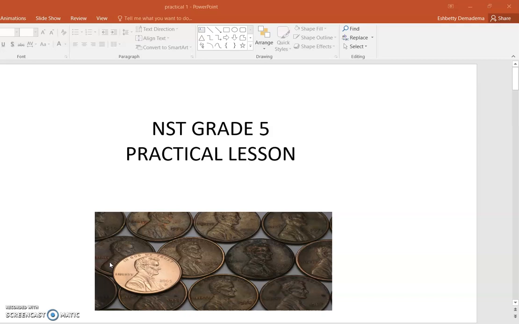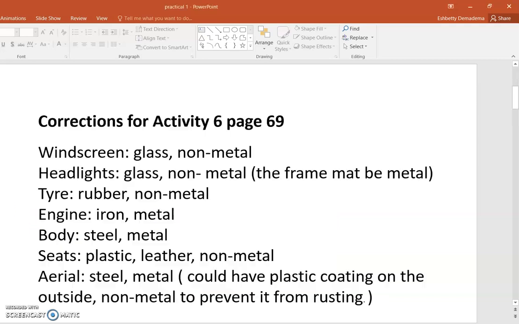Today we're going to have a practical lesson, and I know you enjoy practical lessons. Our last practical lesson was on the decalcification of bones. Remember when we had bones in vinegar, and we also had some bones in water. But before we move on to today's work, we need to do our corrections as usual.